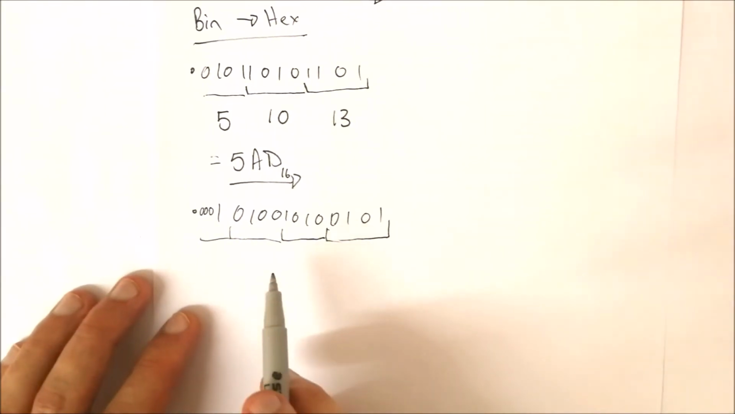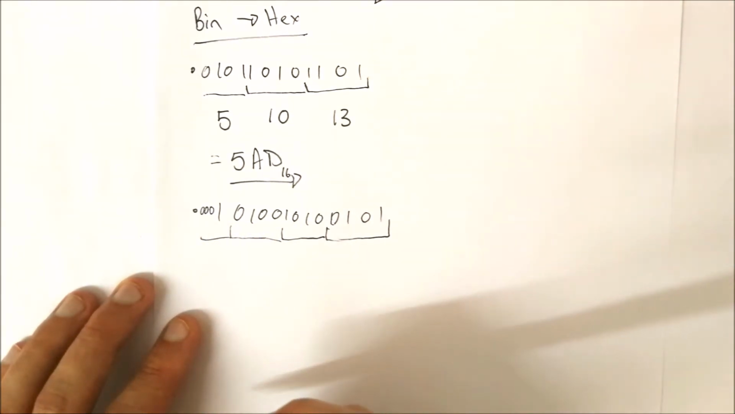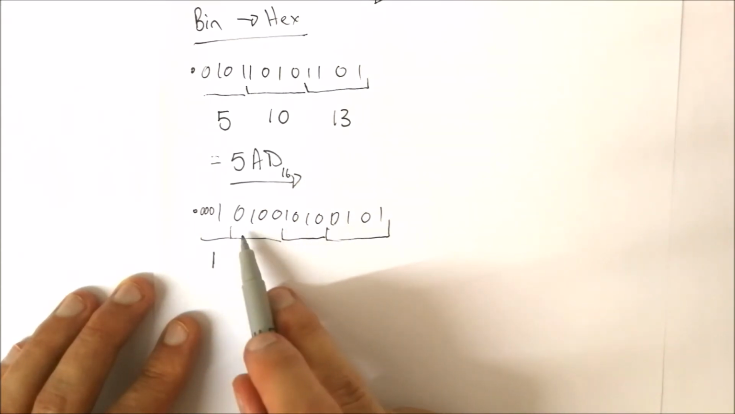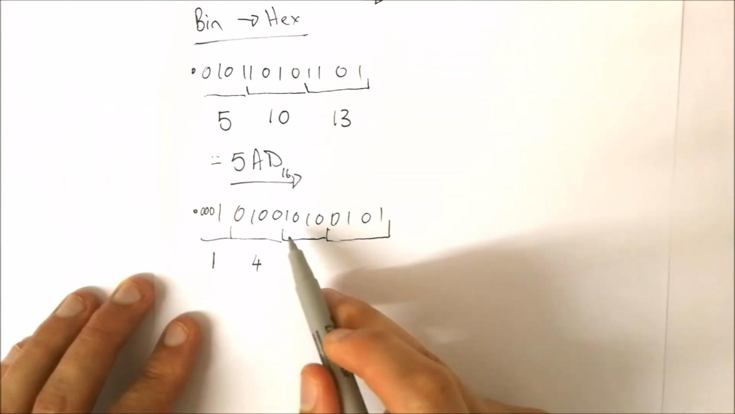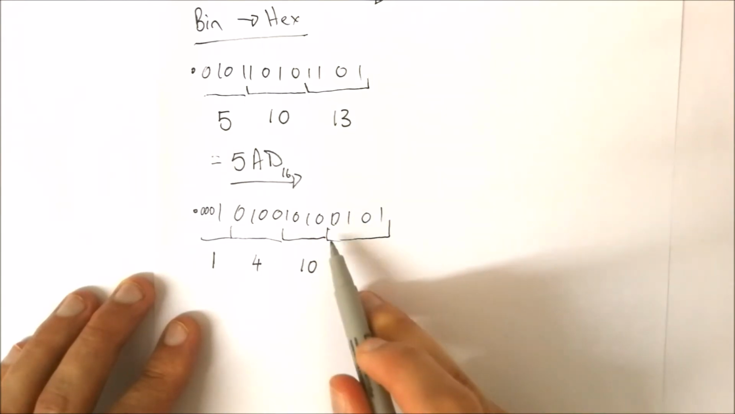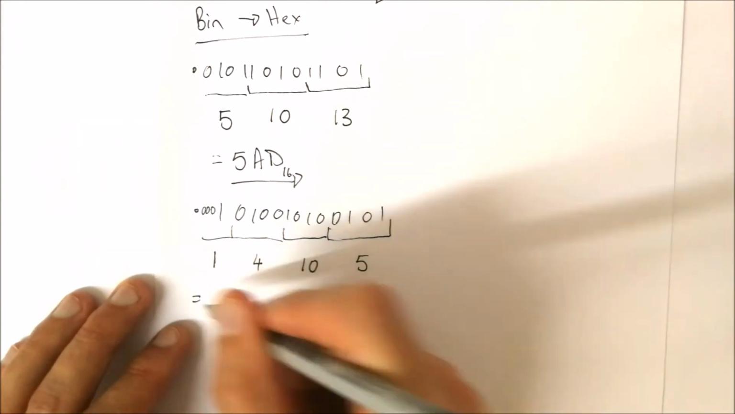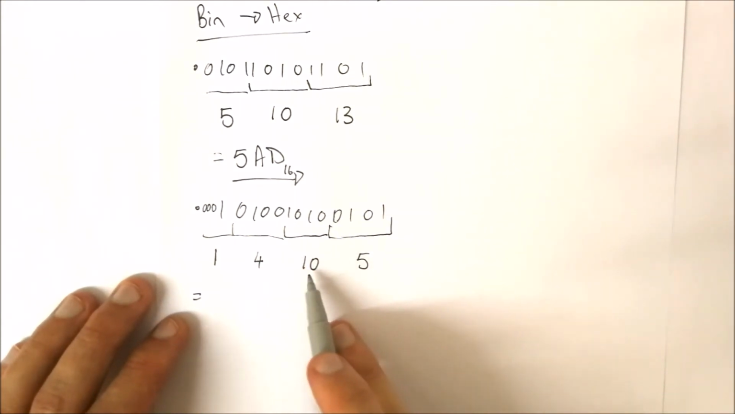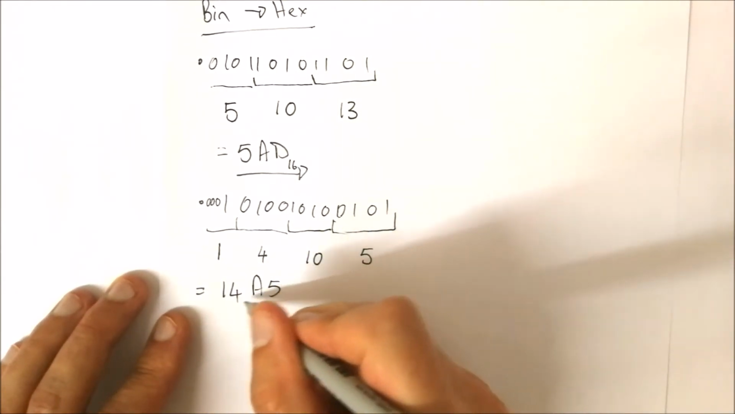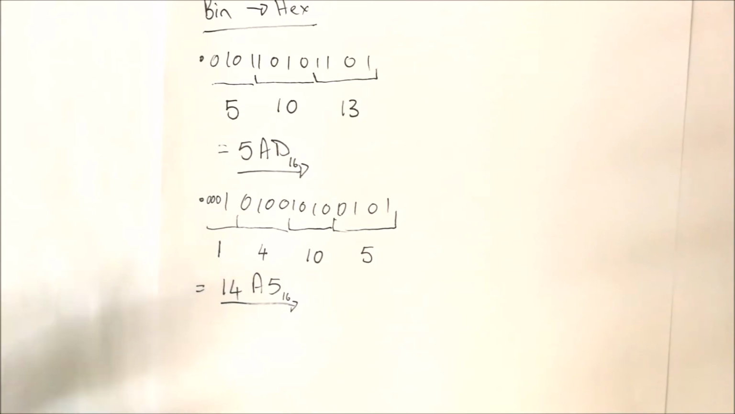What is 0001, at least in a decimal number? That is equal to 1. 0100 would be equal to 4. 1010 is 8 plus 2, which is 10. And 0101 is equal to 4 plus 1, which is equal to 5. Because we've got a 10 over there, we need to replace it with an A. So that is equal to 14A5, base 16. It's a very straightforward process.